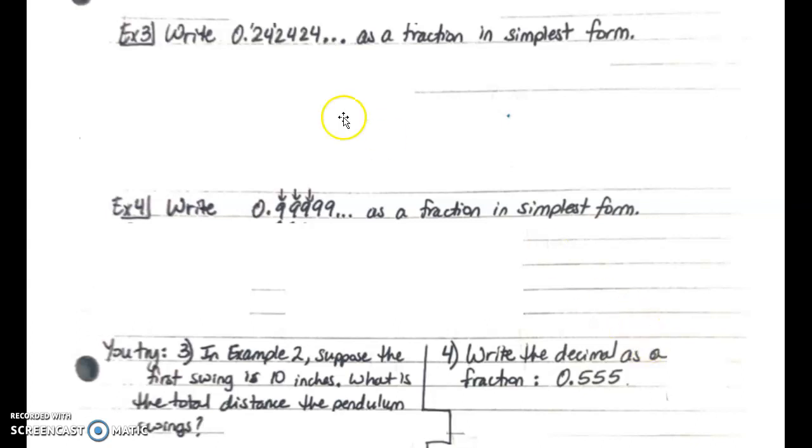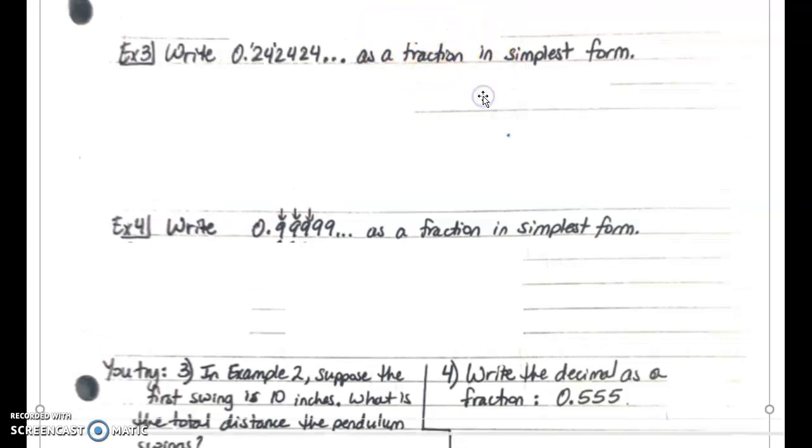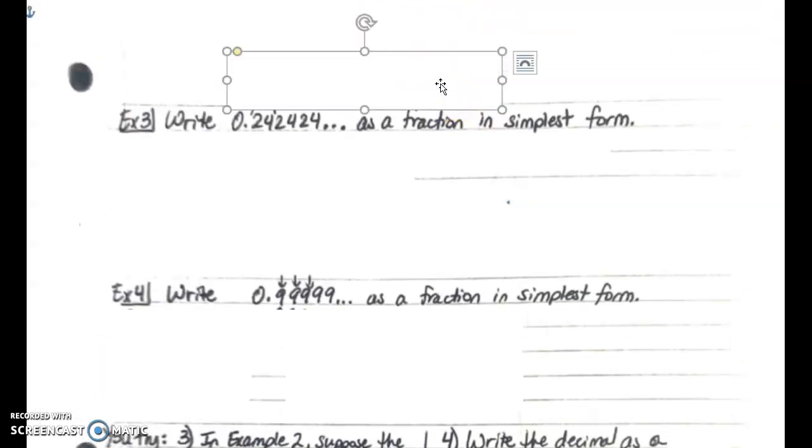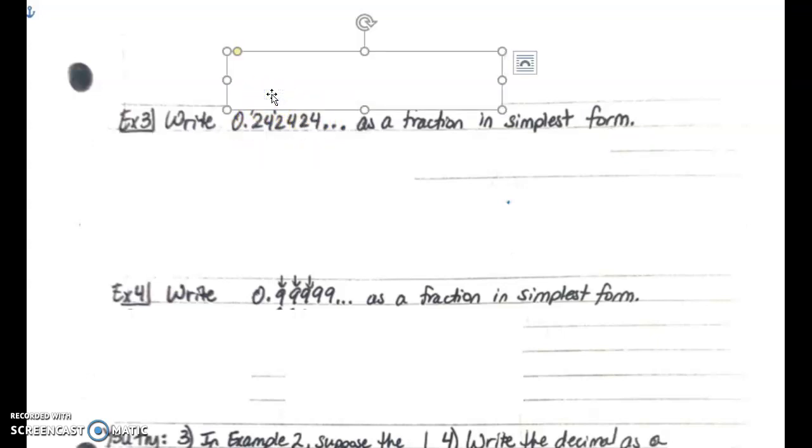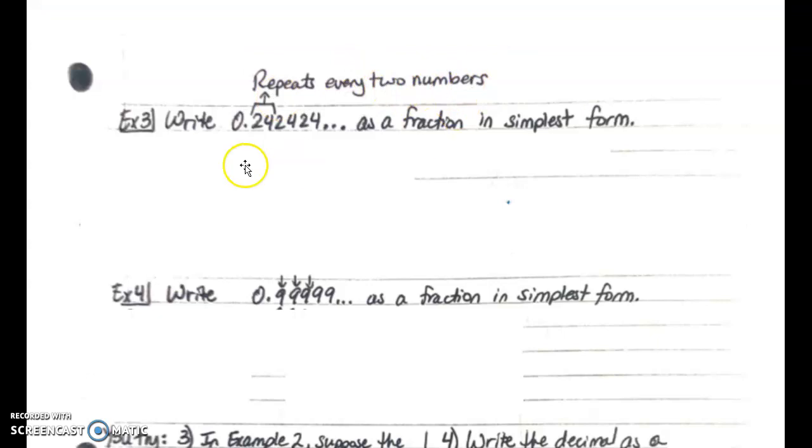Okay, so if we take a look here, it's very offbeat here. It says write 0.242424, and this dot dot dot means it would literally continue 242424242424, as a fraction in simplest form. So I want to write this as a fraction in simplest form. Notice this is a repeating decimal, and you want to pay attention to how often it's repeating. This decimal particularly is repeating every two numbers, 242424.